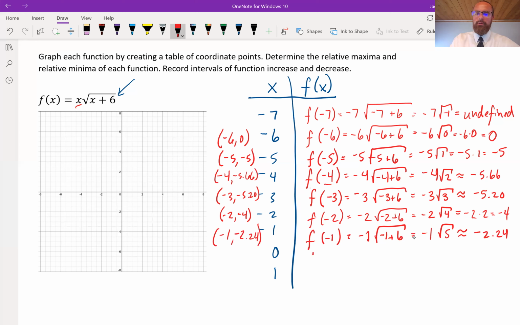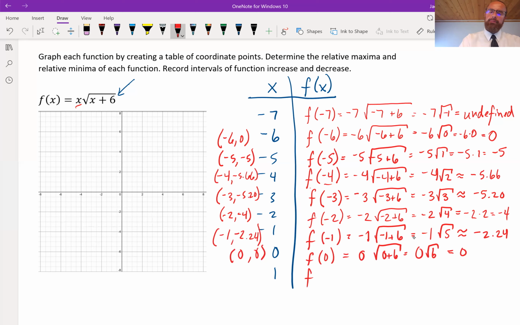And then f at 0 is 0 times square root of 0 plus 6, which I really don't need to think about that square root because 0 times anything is 0. This function goes through the origin. And our last output, it's f at +1. F at +1 is 1 times the square root of 1 plus 6, which is 1 times square root of 7. That's irrational again, which has the value of about 2.65. 2.65 times itself would be 7.